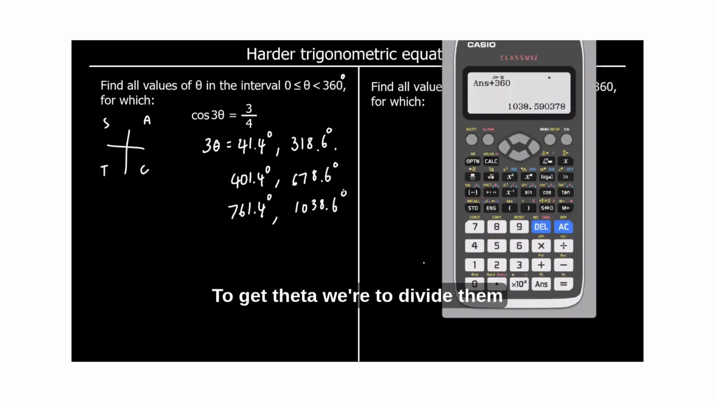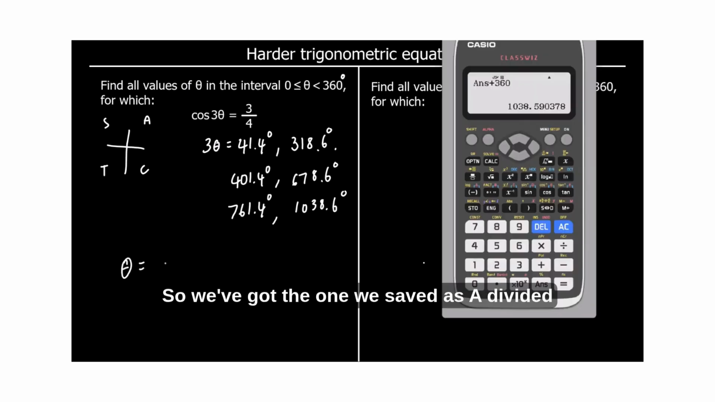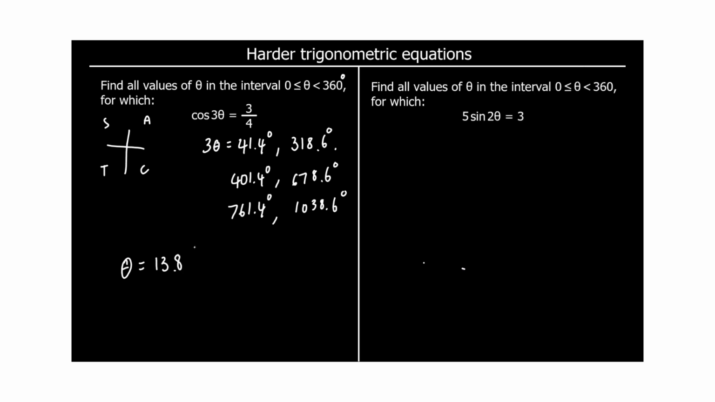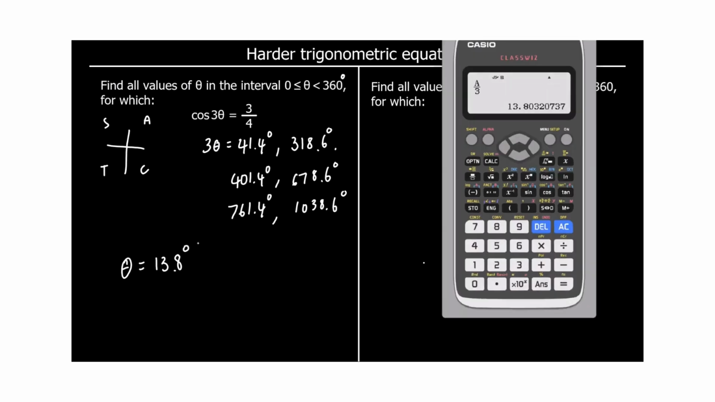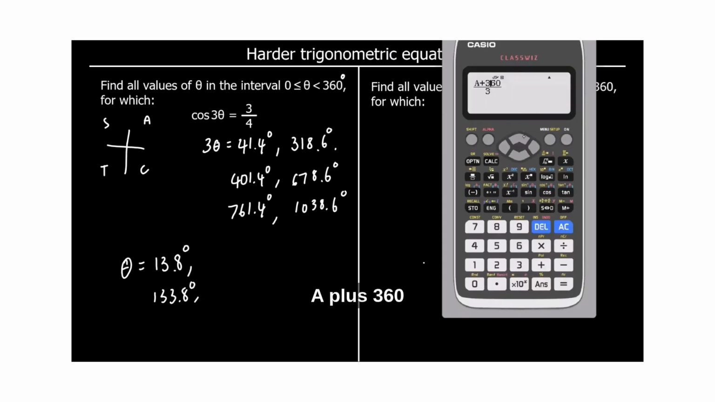To get theta, we're going to divide them all by 3. So all 6 of these answers need to be divided by 3. So we've got the one we saved as A divided by 3, which would be 13.8. Then we had A plus 360, 133.8. And A plus 360 plus 360 again, or plus 720, 253.8.